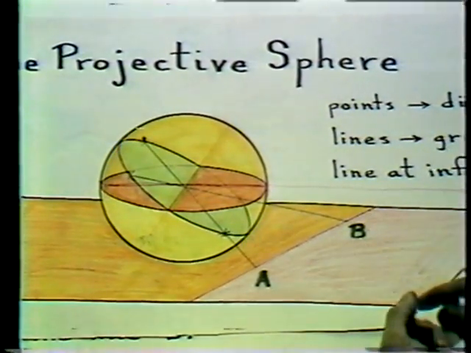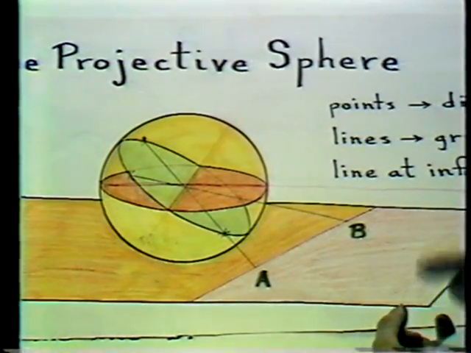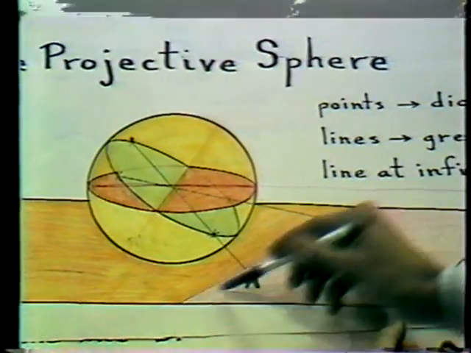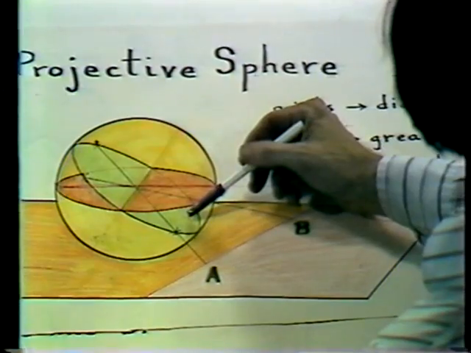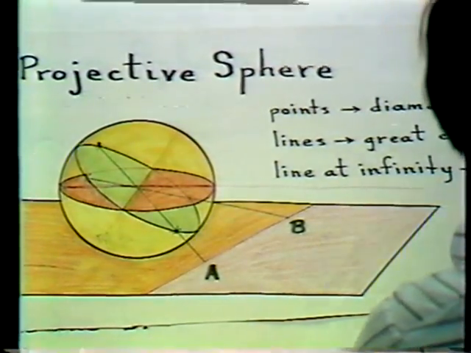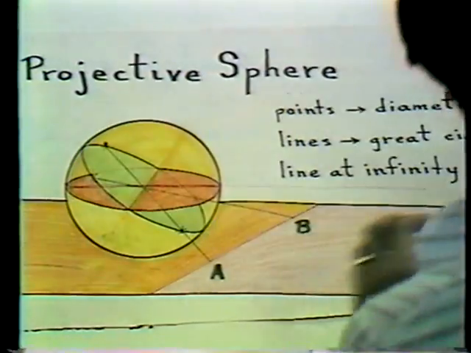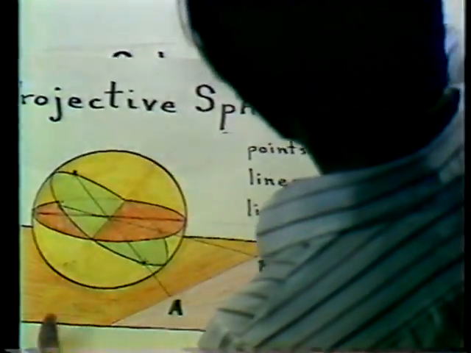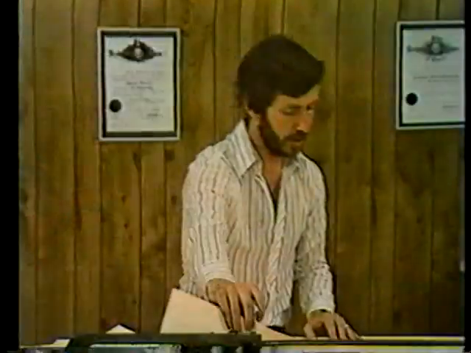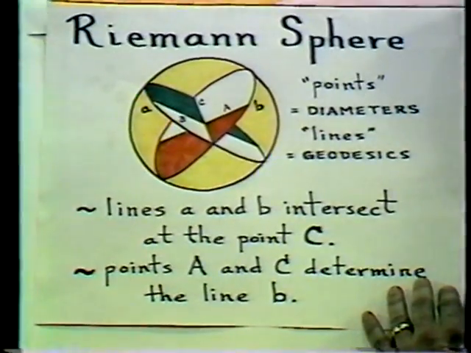So we now have the following correspondence. Points become diameters of the sphere. Lines become great circles in the sphere. Does that sound familiar? If you recall, this is exactly the, pardon me, I've got the wrong graphic here. This is exactly the situation which I earlier described in terms of the Riemann sphere.